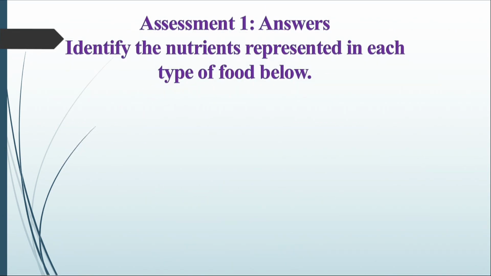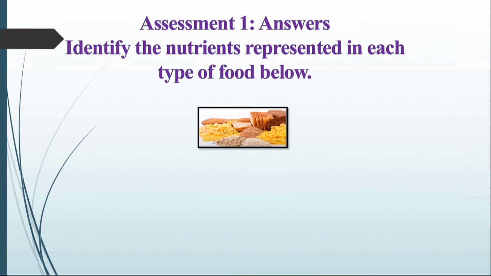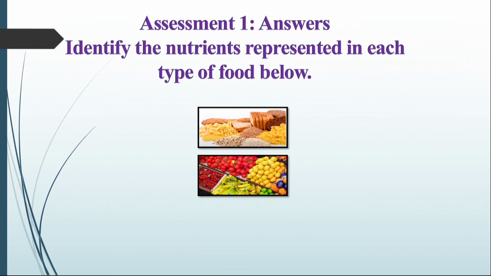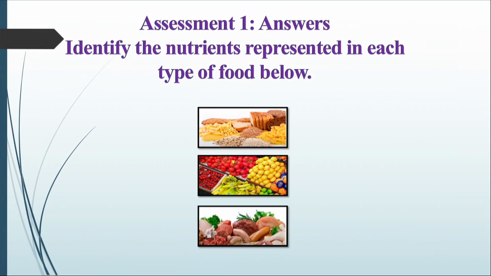Let's move to our first assessment. Identify the nutrients represented in each type of food below. What kind of food is this? And what are the nutrients? What about this type of food? Study these pictures carefully. And this final picture. Think about the nutrients in these different types of foods.